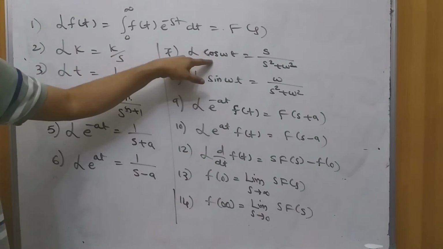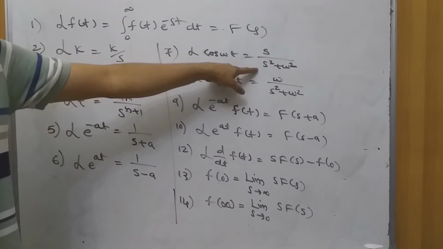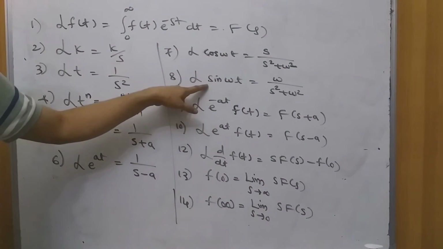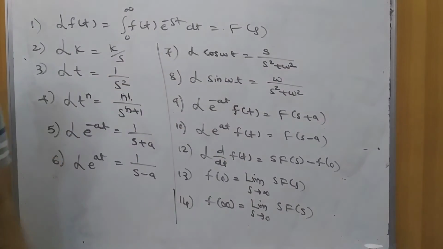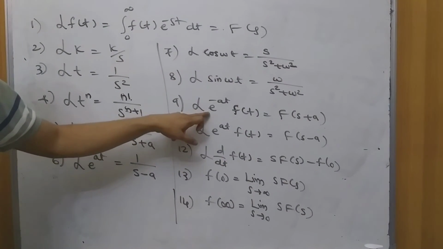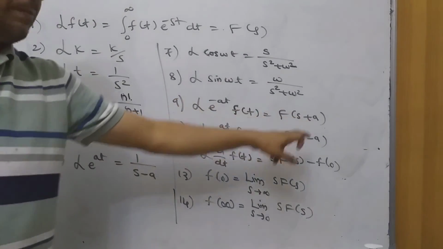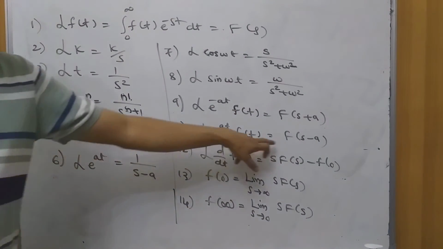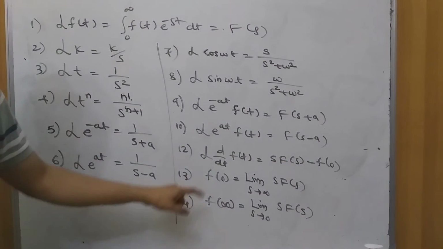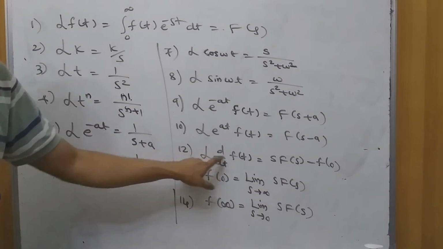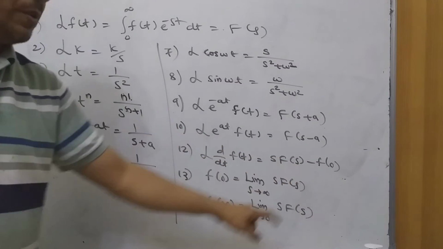Laplace transform of cos function is s divided by s square plus omega square. Laplace transform of sine function is omega divided by s square plus omega square. Laplace transform of a composite function, e raised to minus at f of t, is F of s plus a, and e raised to at f of t is F of s minus a. Laplace transform of the derivative of a function is s into F of s minus f of 0.